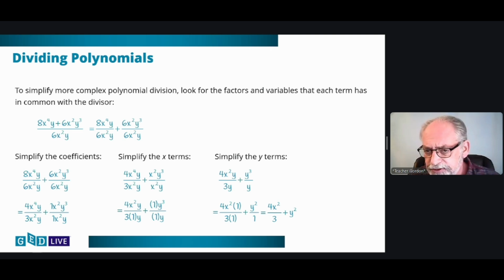Let me just see what the question is. Zaire, you're saying 8x to the fourth turned into 3x. It didn't turn into 3x to the 4y. So let me just be clear. 8 over 6 here is the same as 4 over 3. I'm just dividing both the top and the bottom by 2 to simplify 8 over 6. That's the same as 4 over 3. Good. Okay.